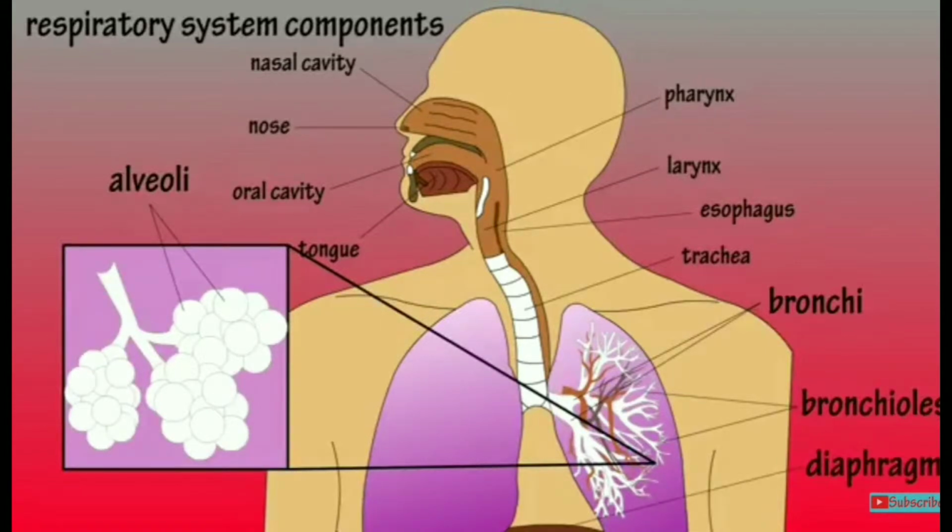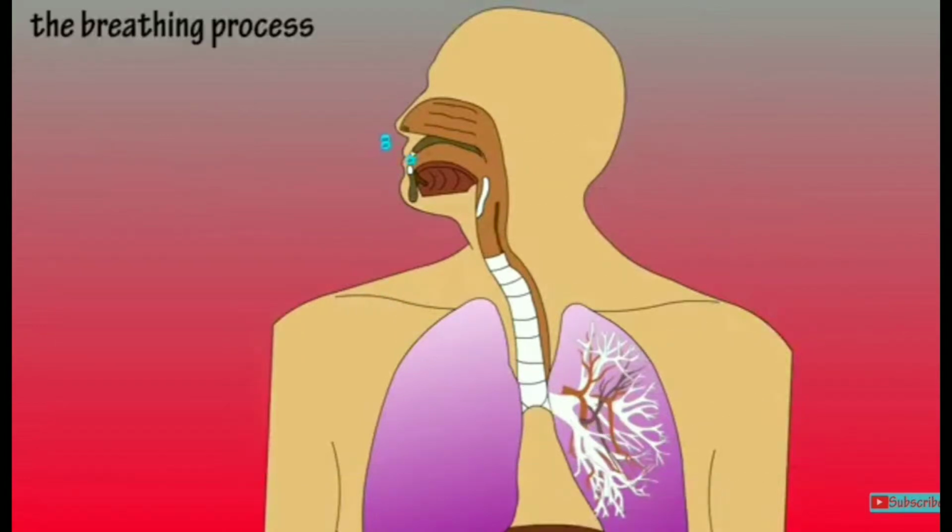Now let's go through a very basic look at what happens during the breathing process. So air is breathed in through the nose or mouth. When it enters through the nose, it gets spread out by these shelf-like things here called conchae. The conchae help humidify the air and trap some inhaled particles. They also warm the air. The air next passes through the pharynx and enters the trachea.